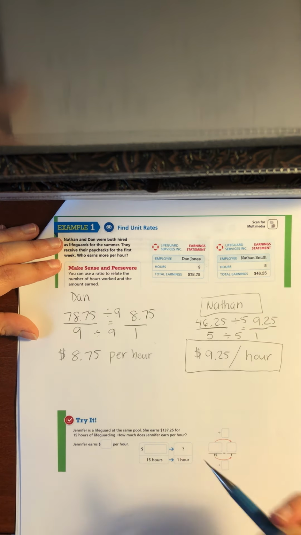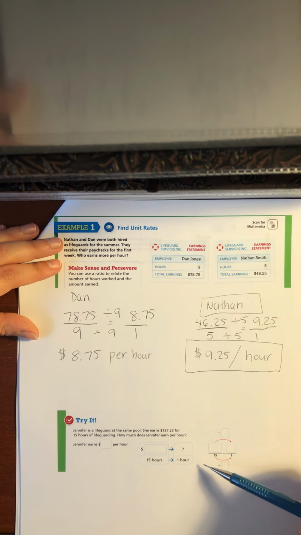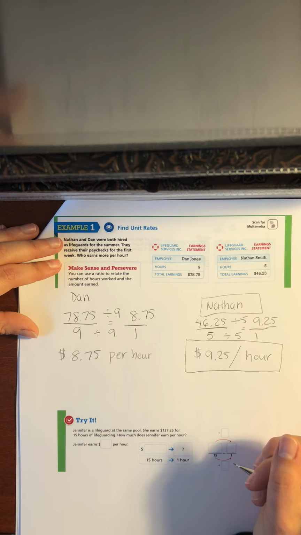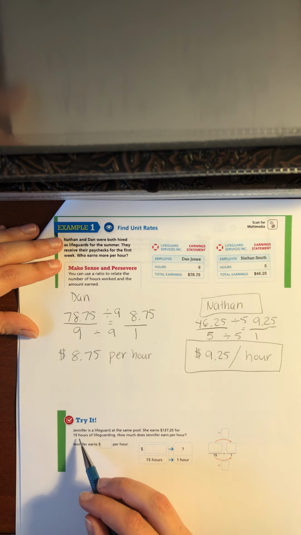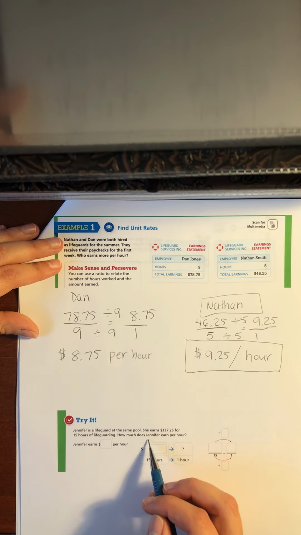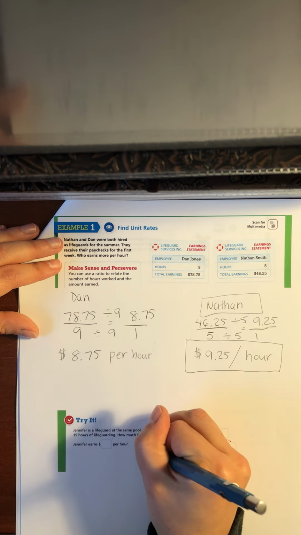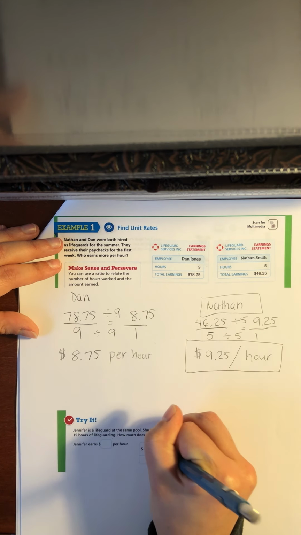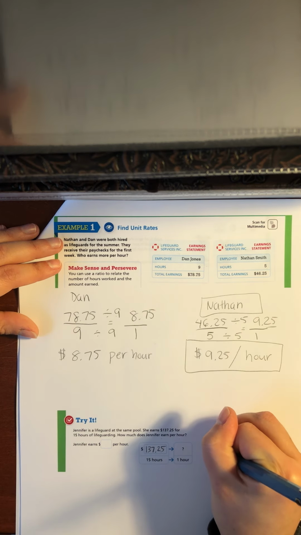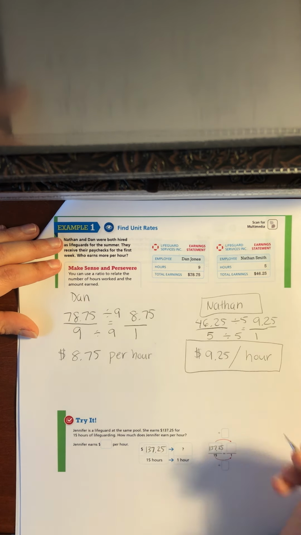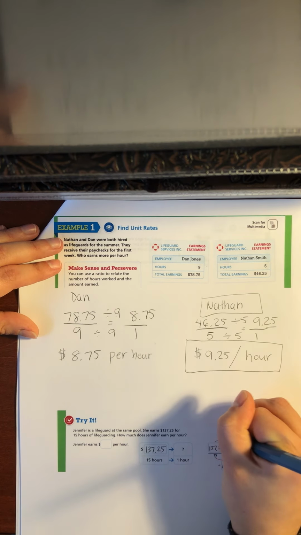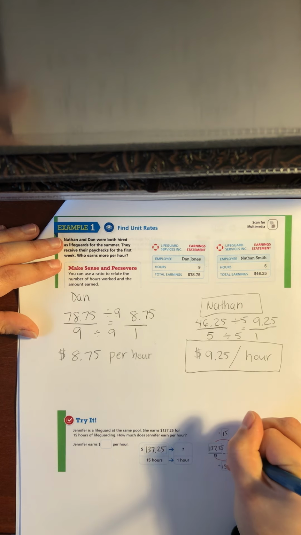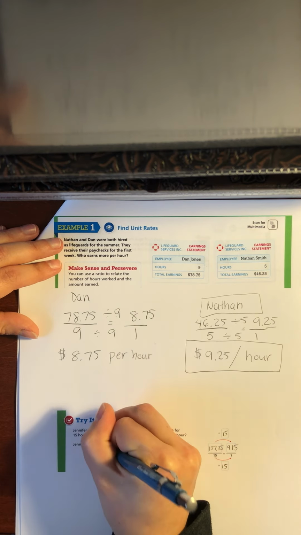All right, now I want you to try it, so you can pause the video and then check to see if you're correct. Okay, Jennifer is a lifeguard at the same pool. She earns $137.25 for 15 hours of lifeguarding. How much does Jennifer earn per hour? We're going to put $137.25 here, and we're also going to put that here. That's for 15 hours. We need to get it to 1, so we need to divide by 15. Divide by 15. When you do that, you're going to get $9.15 per hour.